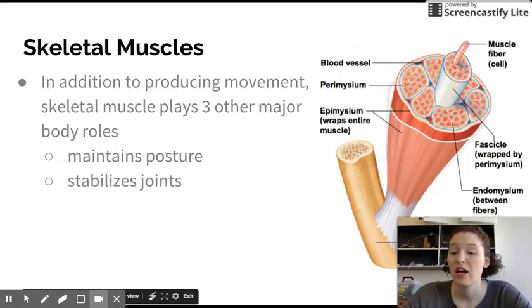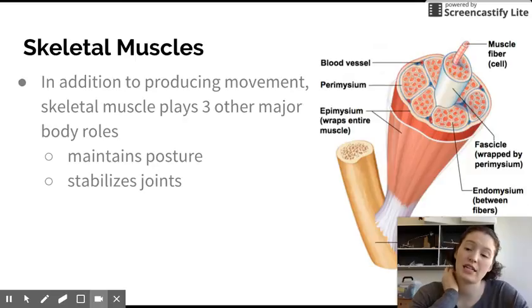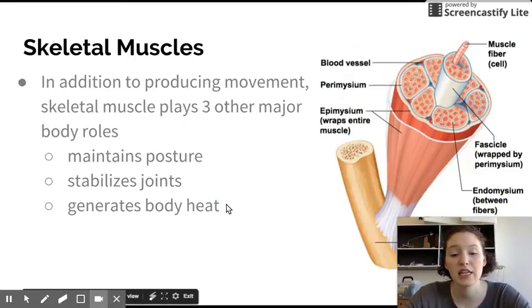Stabilizes joints. As skeletal muscles pull on bones, they're stabilizing the joints of the skeleton.